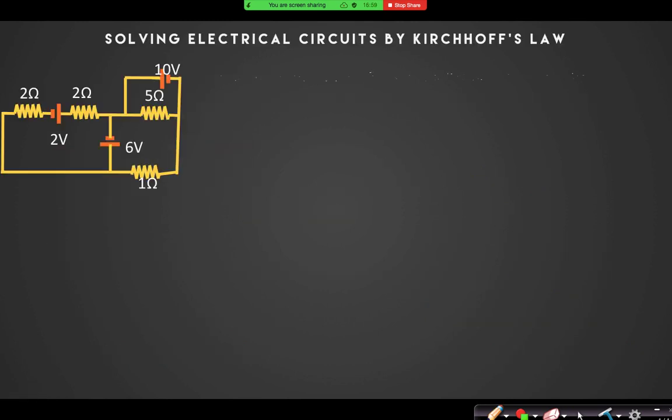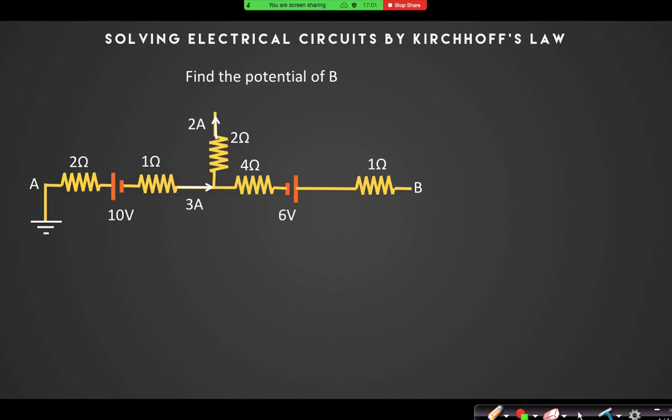This is a part of a circuit. Can you find the potential of the point B?